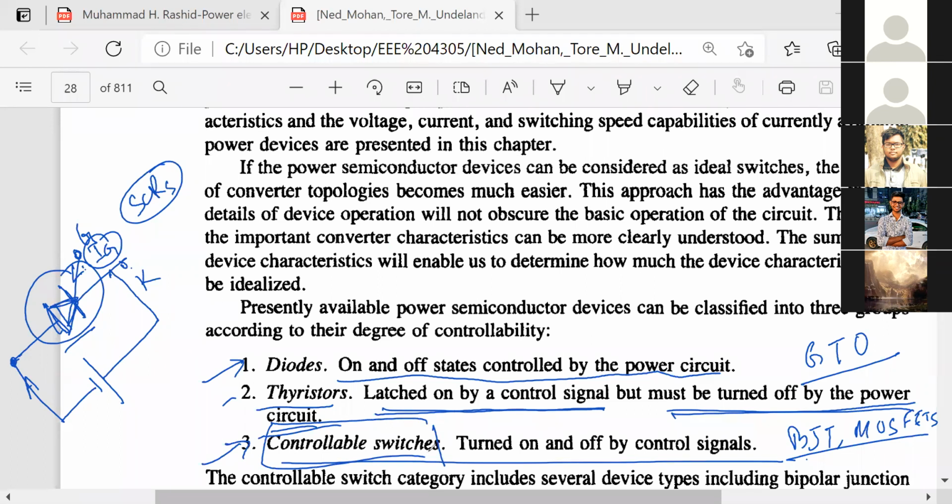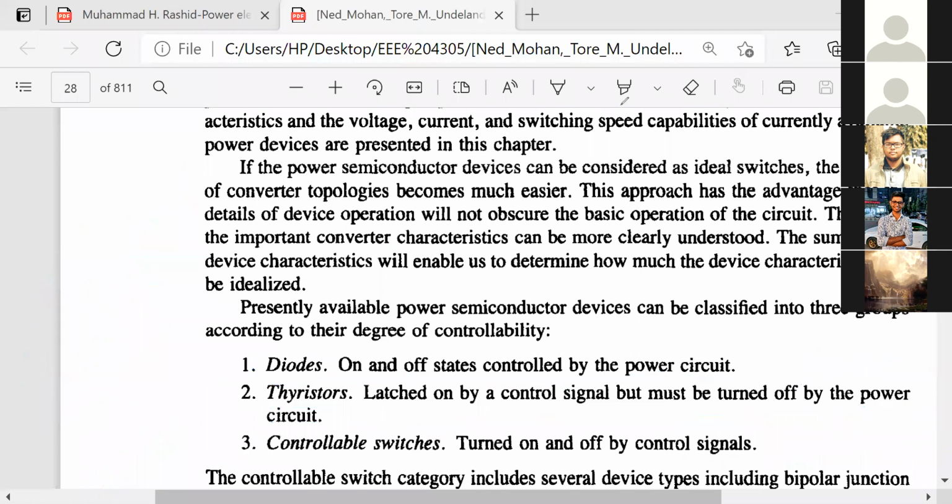We want to turn on and turn off by myself, by the operator, or by some auto signal. But these diodes, as I mentioned, we don't have any control over. This will be on and off by the applied signal, and thyristors will also turn on and off. It is S here particularly. Turn on by applying the control signal, but turn off will be done by the power circuit. That means, if you make the reverse bias voltage applied across the anode to cathode, then it will turn off. Okay.